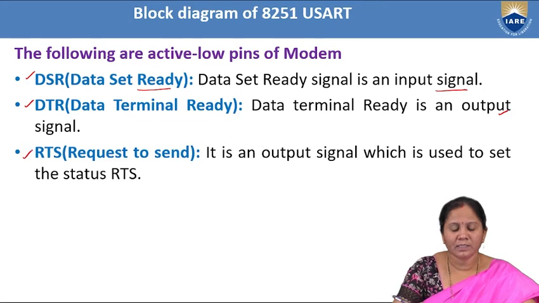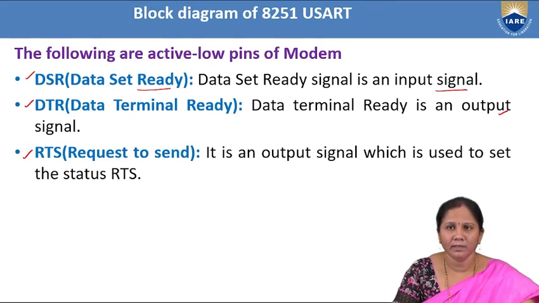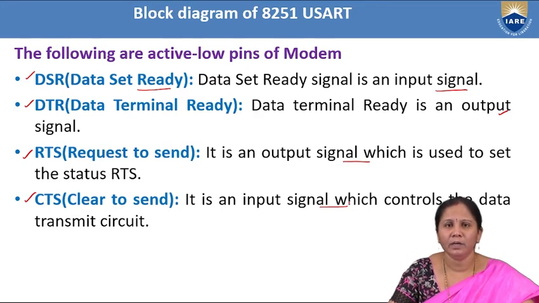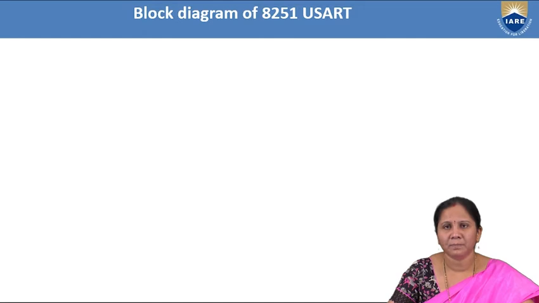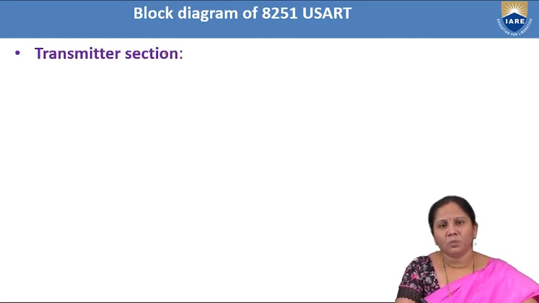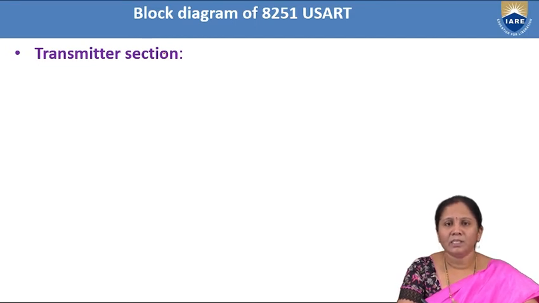RTS represents request to send, and this is the output signal which is used to set the status of RTS. The next one is CTS, clear to send. It is an input signal which controls the data to the transmitter circuit. So that is what the modem is about and the signals that are connected to the modem.